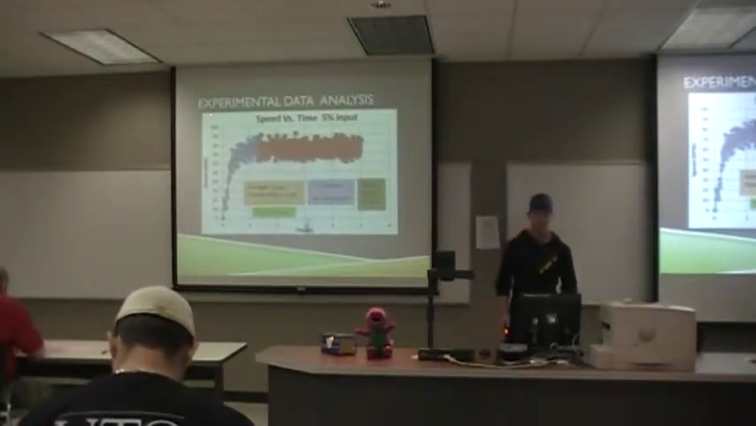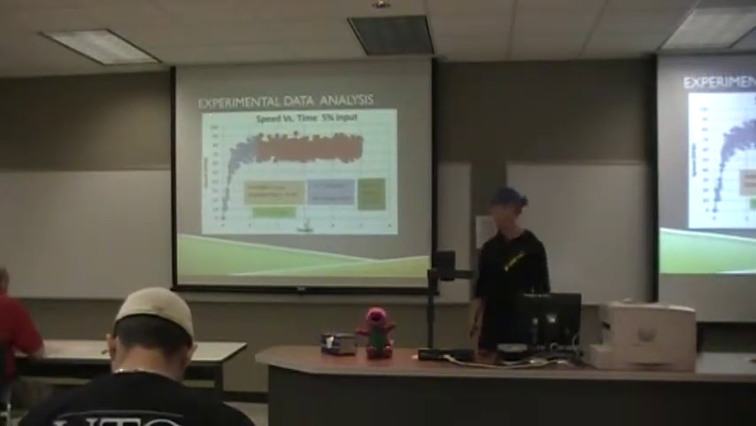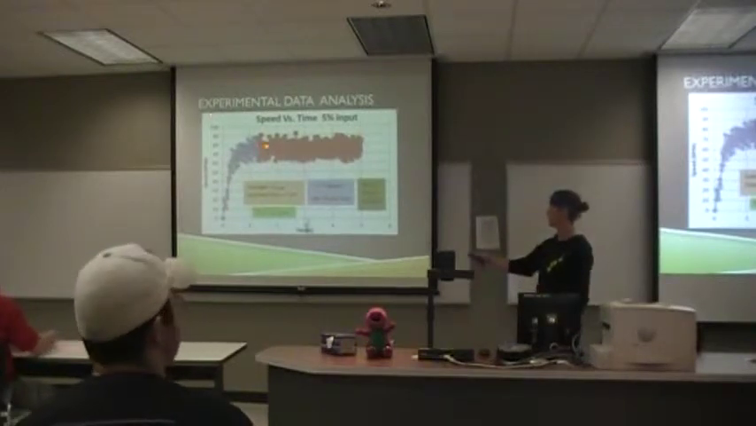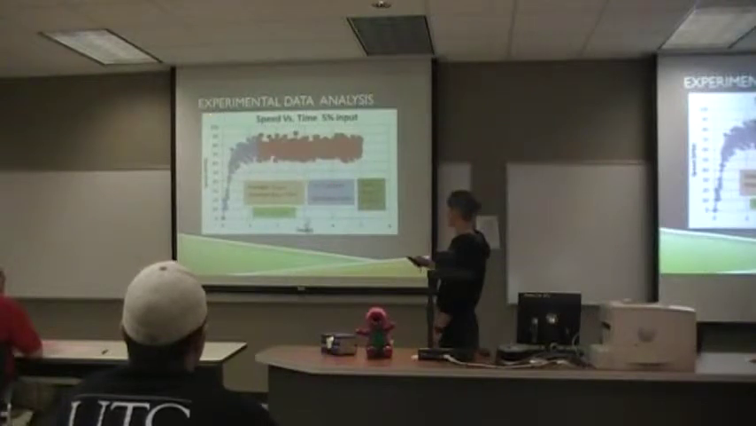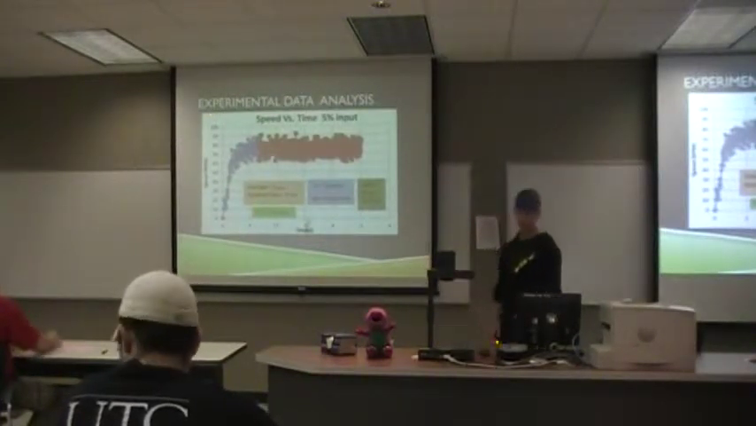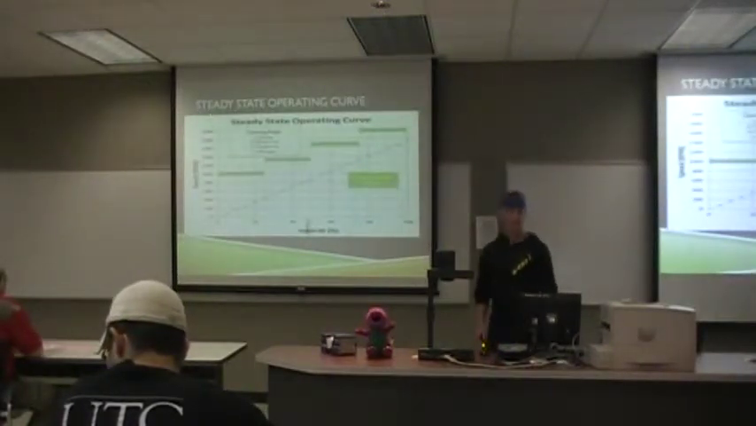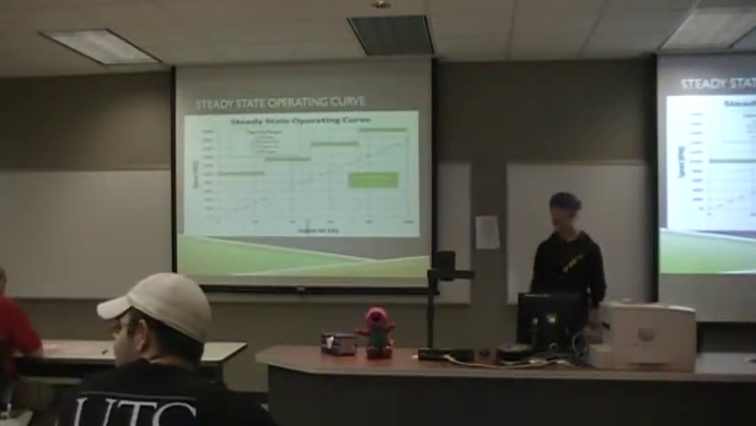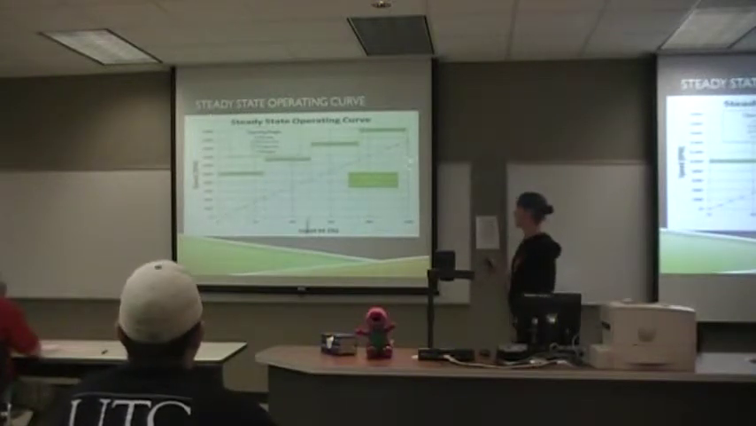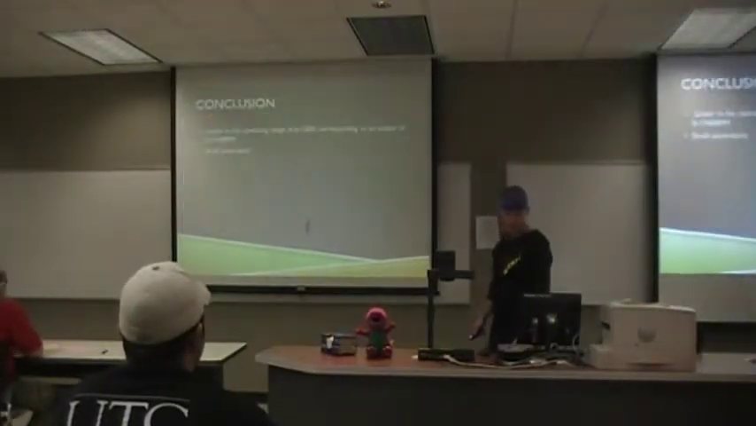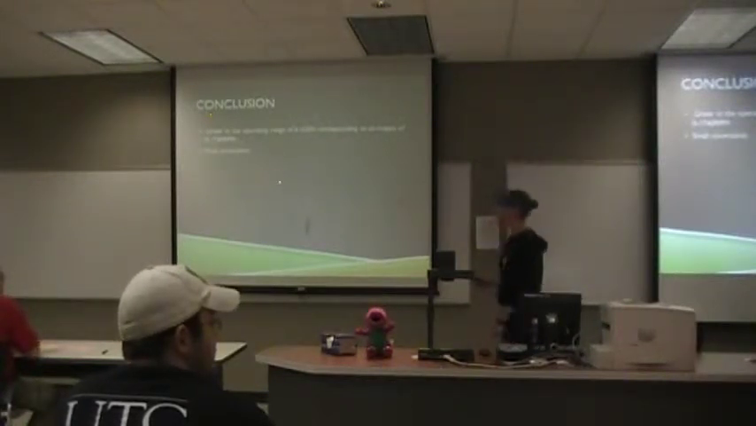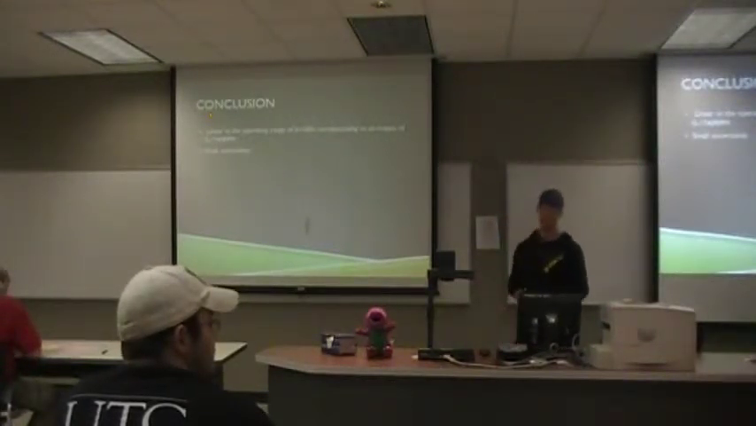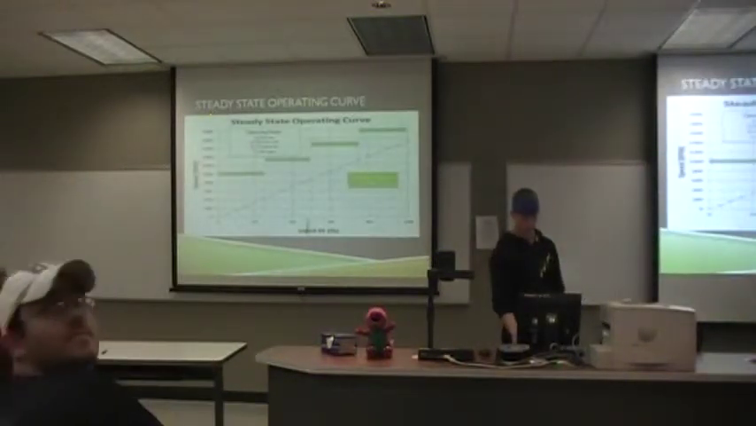Here's one of the graphs we have for the steady state. The blue portion is the transients, and the red is the steady state region. This is for 5% input, which corresponds to an output of 75 RPM plus or minus about 12. This is the steady state operating curve for our system. It's very linear in all regions, which corresponds to an output of 0 to 1740 RPM, and there's very small uncertainty as seen by the error bars.